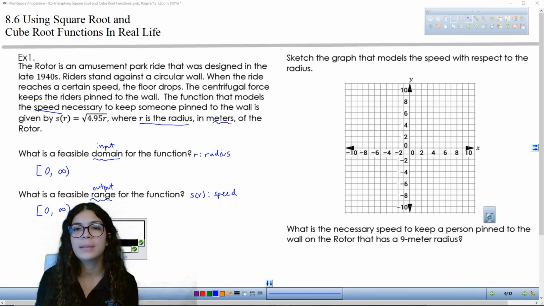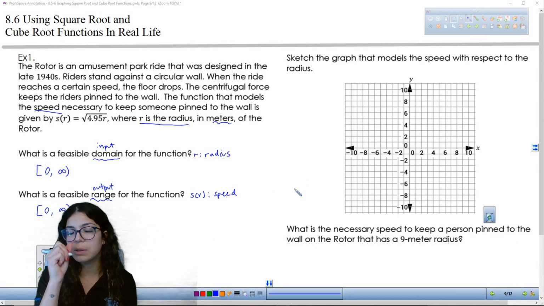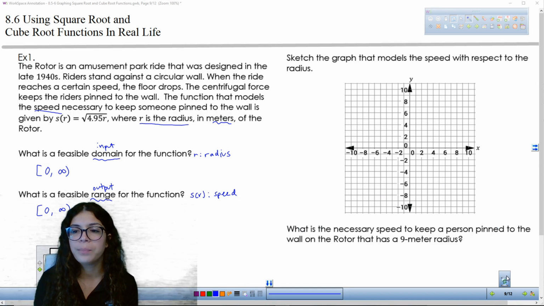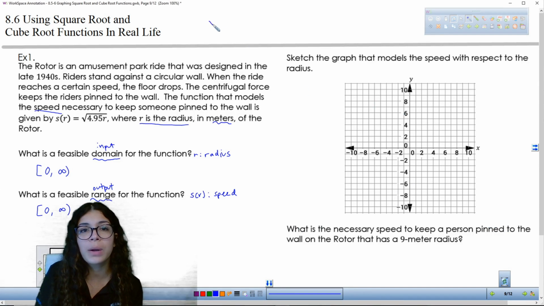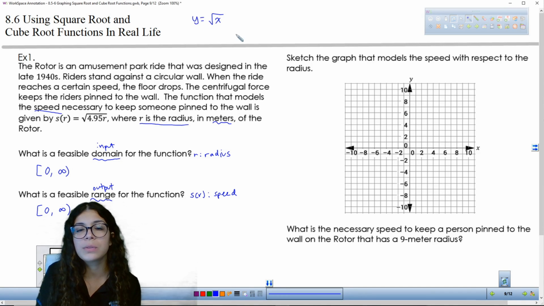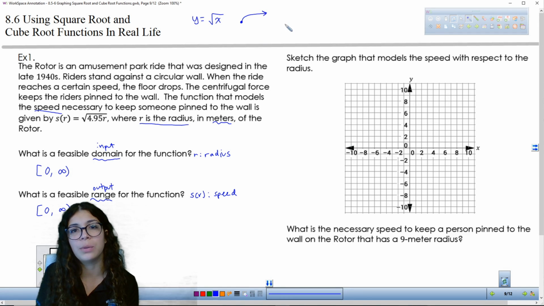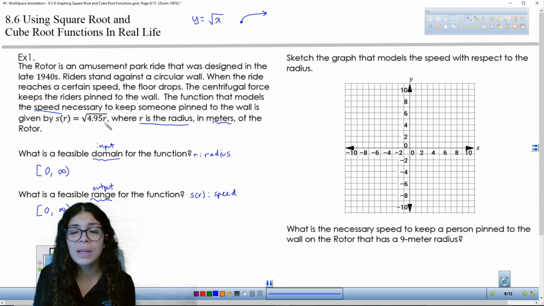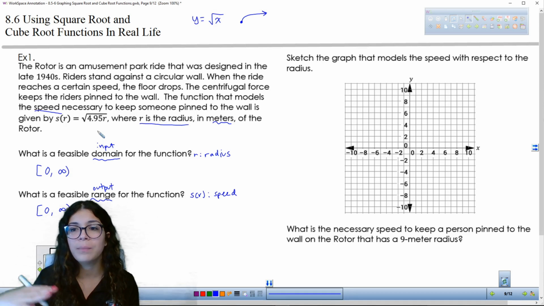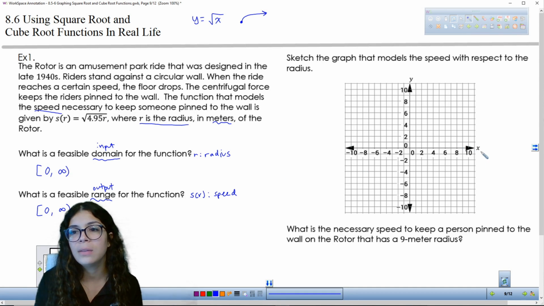Now let's take a look at sketching the graph. That's what they want us to do next. Remember that for the square root function, y equals square root of x, we have an extrema point, and then the graph goes up and to the right. That is the picture I should expect, since this is really just multiplying 4.95 to the input, which means you are affecting the x-axis. Technically, this input x is really r, and the output y is really S of r.